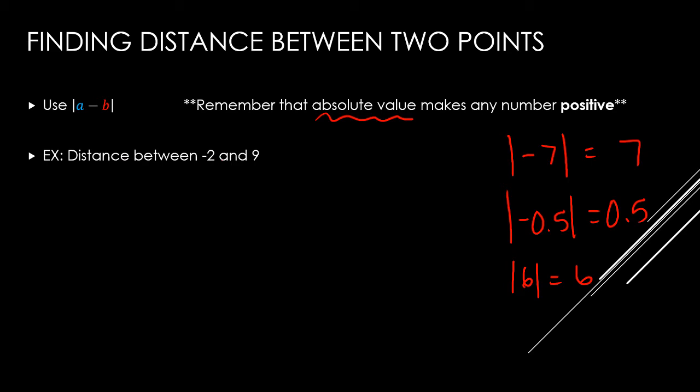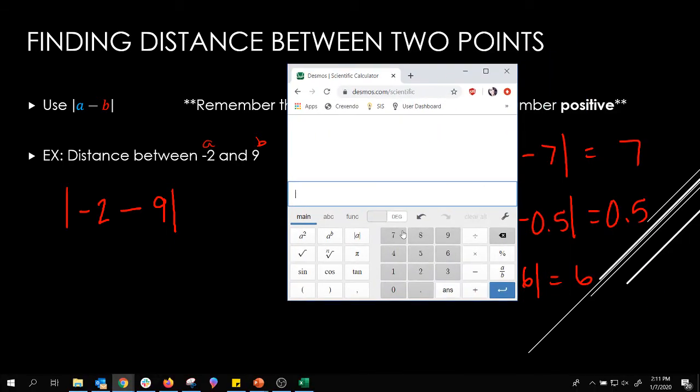So if we have a distance between -2 and 9, let's say A is -2 because it comes first, and B is 9. So if I were to take -2 minus 9, now if you didn't know this, on those Desmos calculators that I always use, this button is the absolute value. So if I click that and type in -2 minus 9 and hit enter, see how it has the bars around it? It will tell me my answer is positive 11.